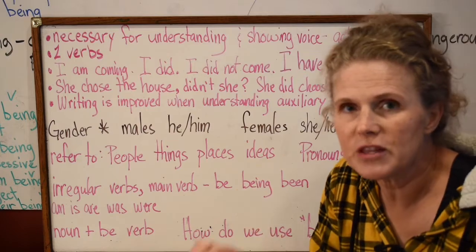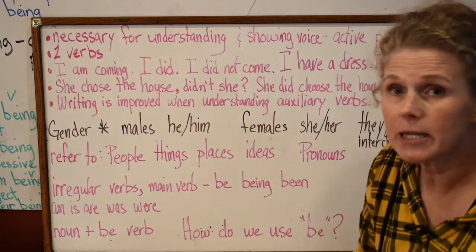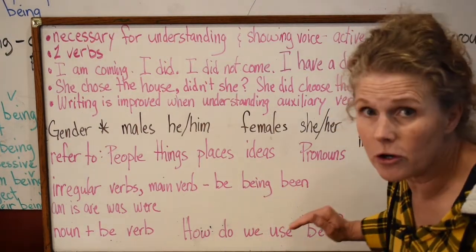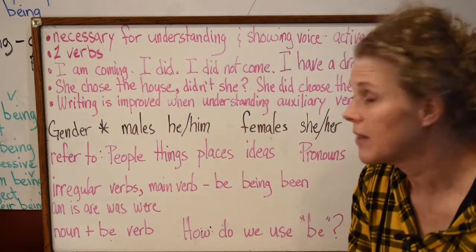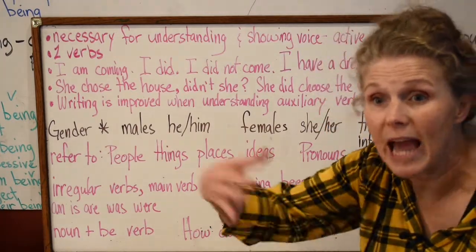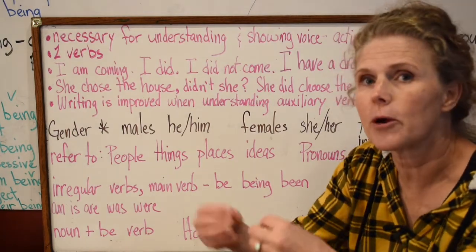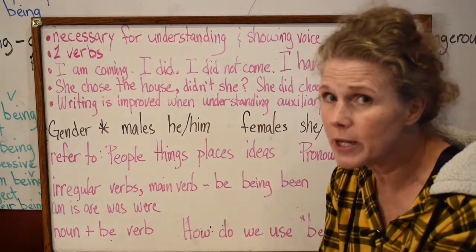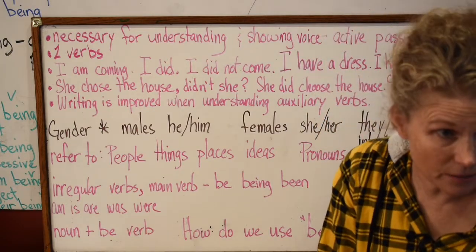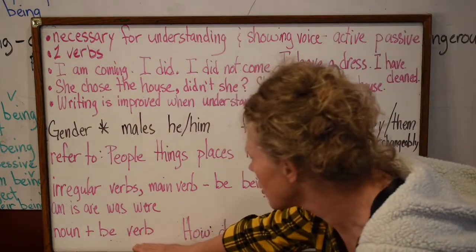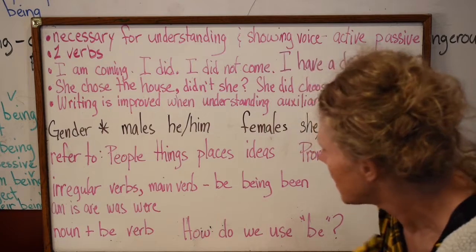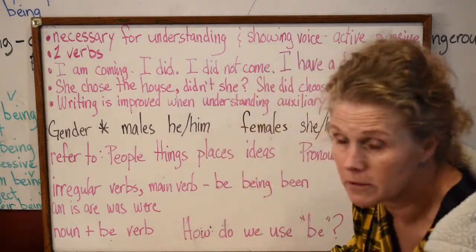But they do different things in a sentence, and they will be be verbs, which stand alone. They will be helping verbs that help action verbs, and then they will be linking verbs that link your predicate adjective or your predicate nominative back to your subject. Noun plus the verb. That's how it works. Noun plus the be verb.